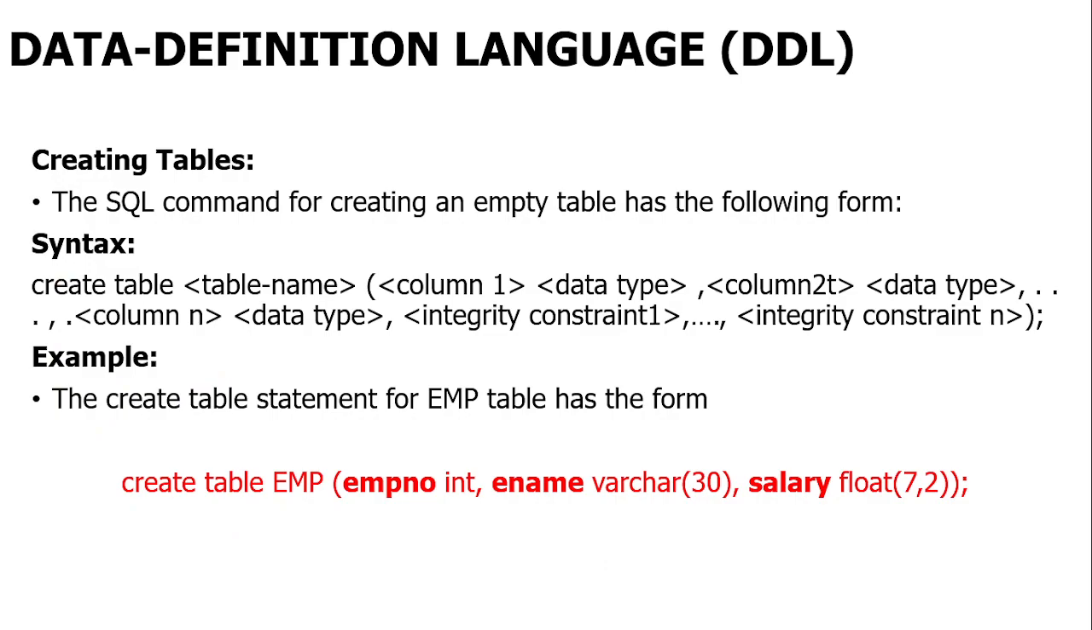The SQL command for creating an empty table has the following form. So create table, table name, then column 1 data type, column 2 data type. If there is any integrity constraints also you can mention. The create table statement for emp. So create table emp, number is of integer data type, e name is varchar 30 and salary is float.